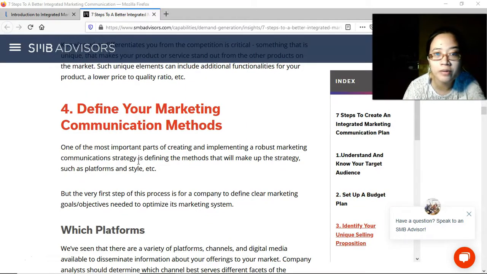Number 4, define your marketing communication methods. Okay, depending on yung sagot mo sa number 1, sino yung target audience mo, tapos yung number 2, magkano budget nyo dyan, tapos yung number 3, ano yung gusto nyong i-highlight na message for your audience. So after that, pipili ka na kung ano yung best communication methods na gagamitin mo.